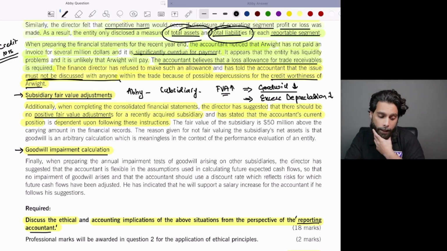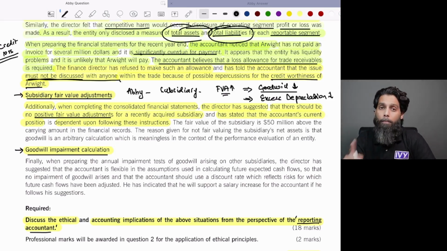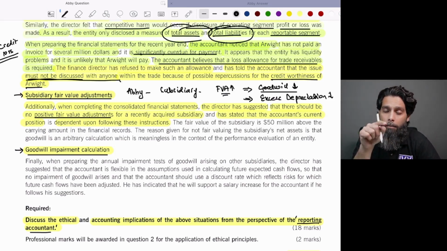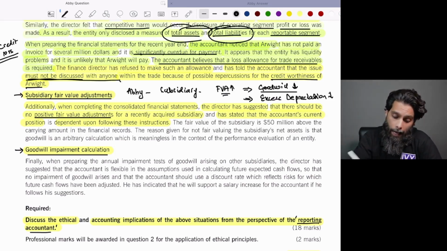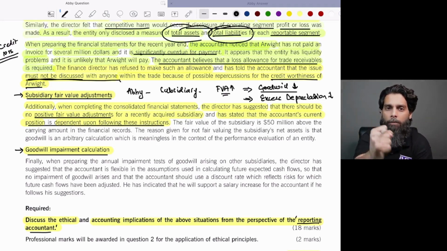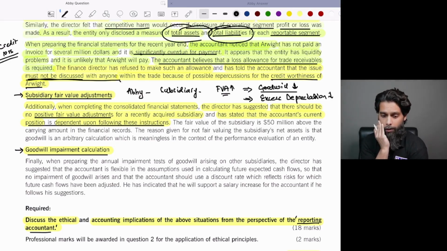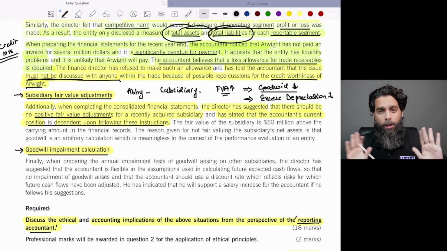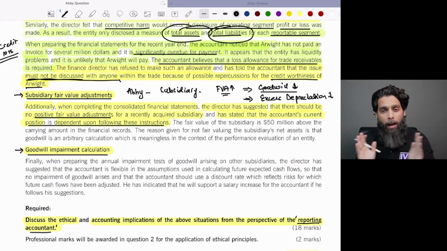So your director is saying that, okay, you must follow my authority, and I'm telling you that your current position is dependent upon following these instructions. Your director is exercising his undue influence over you. So you are a reporting accountant, you should get afraid. You're going to say, no, sir, I'm afraid, sir. I will follow whatever you say. Is this what you are going to do?